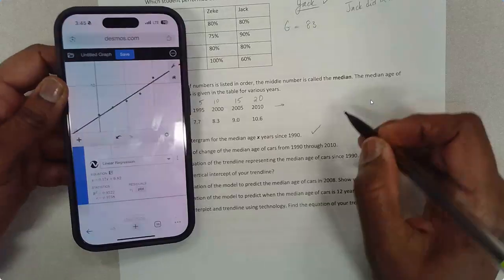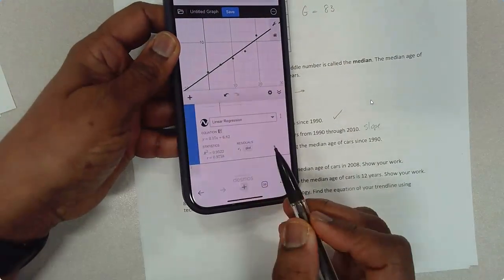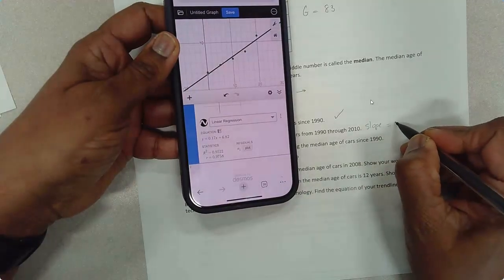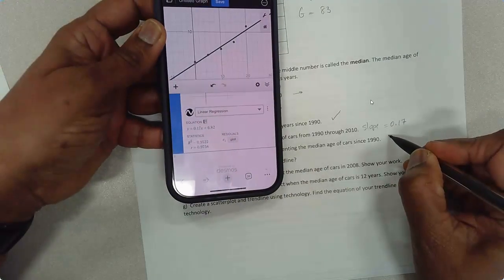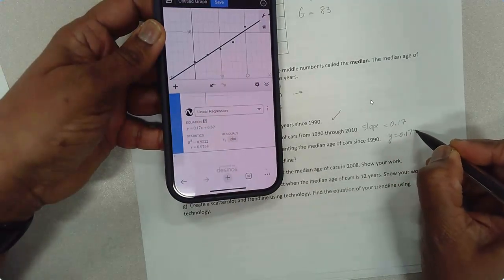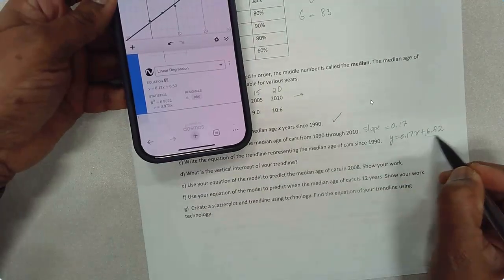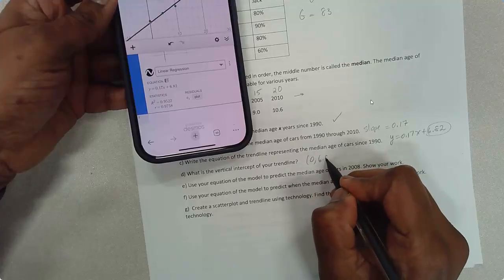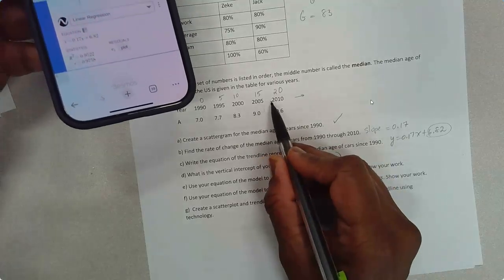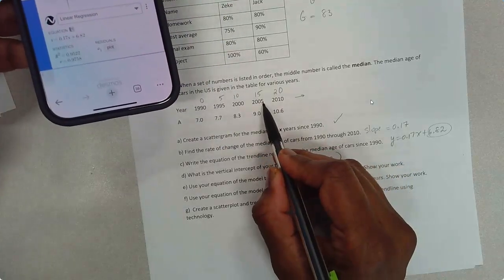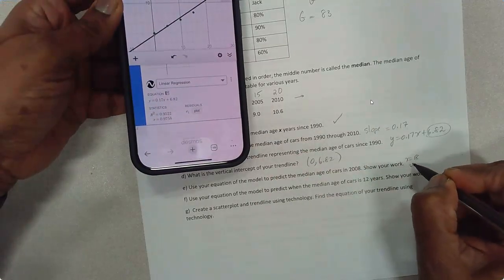So we did that. The rate of change is your slope. Slope over here is 0.17. There's a little glare, but the slope is 0.17. Then it's saying write the equation of the trend line. y equals 0.17x plus 6.82. What is the vertical intercept? That's over there, (0, 6.82). And then 2008 would be somewhere over here, which would be 18 years. So you plug in x equals 18 and find y.